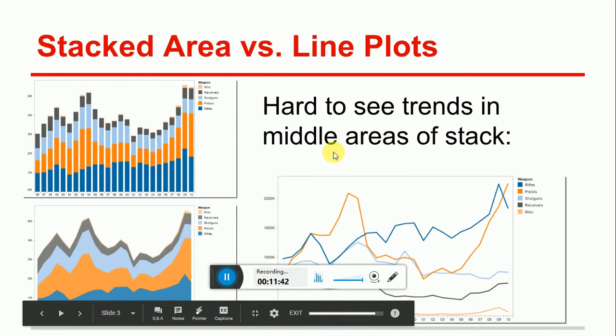Another question is whether it's worthwhile to have a stacked area versus line plots. It depends, but what is worth noting is that it is hard to see trends in the middle areas of the stack. They are worthwhile seeing as a line plot. And if you want to see trends, a very good example is Google Trends. Let me show this to you.